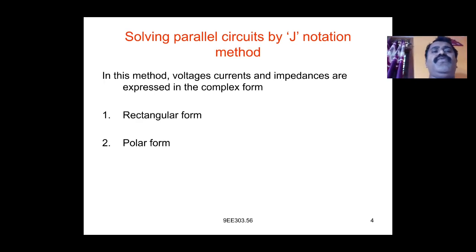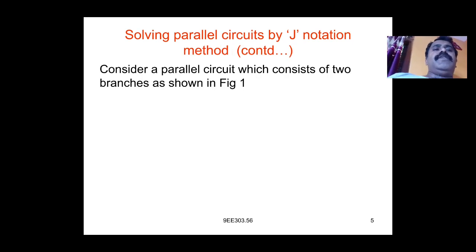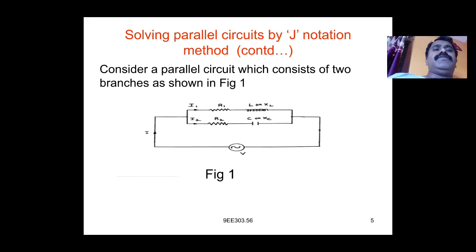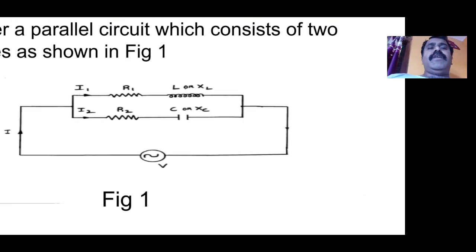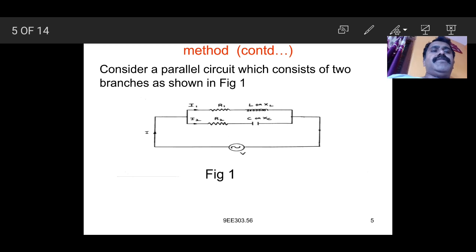So these are the two forms required: one is the complex form, the rectangular form, and the other is the polar form. We consider a parallel circuit which consists of two branches. The first branch is connected with the resistance and the inductance. The second branch is connected with the resistance and the capacitance.